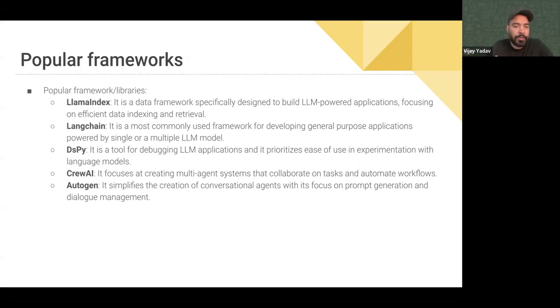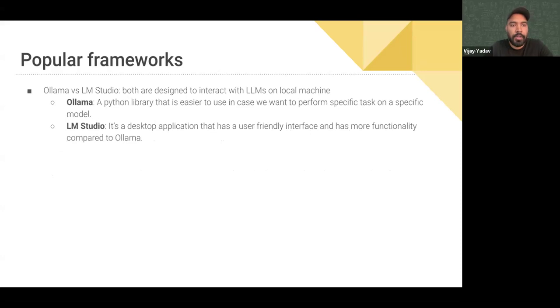Autogen, which I am using for my demos, simplifies the creation of conversational agents with its focus on prompt engineering and dialogue management. So each library has its plus and minus. It totally depends on the use case or the project which you are working on.